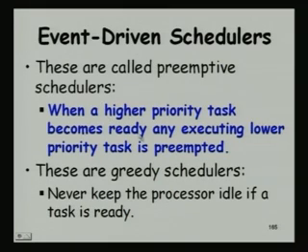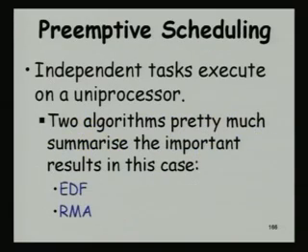The event driven schedulers will preempt the currently running task if a higher priority task arrives, and these are also called greedy schedulers, because as long as there is a task to run, it will run it. Unlike, let us say, a cyclic scheduler, where some part of a frame may be idle even though there is a task which could have run. Here, as soon as a task is there, it will be run. That is why these are also called greedy schedulers in the literature.